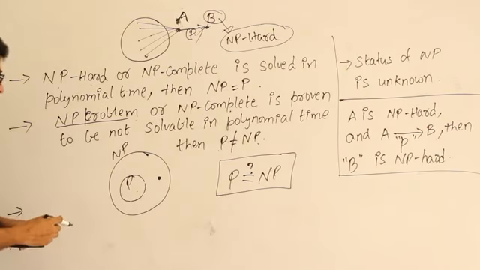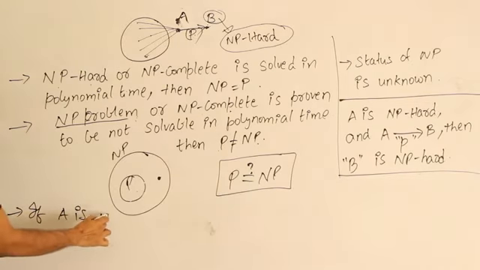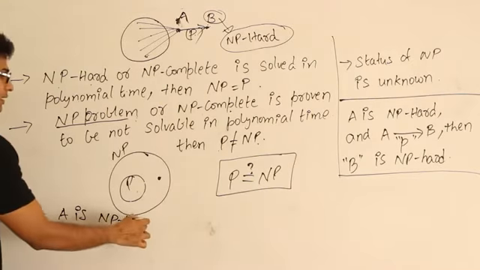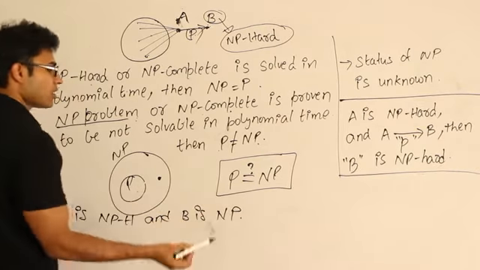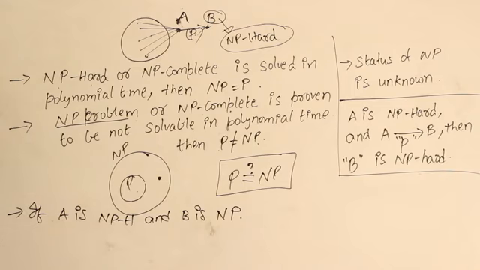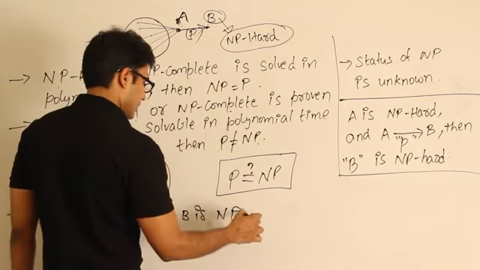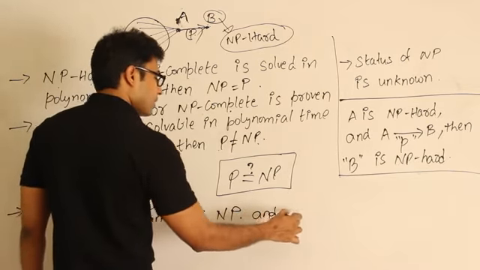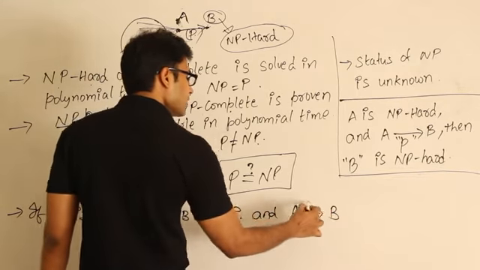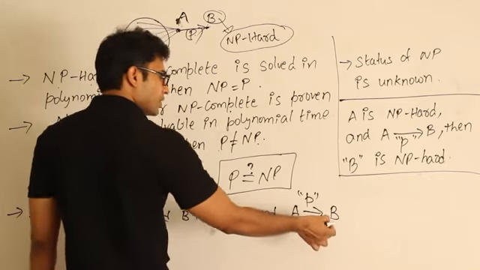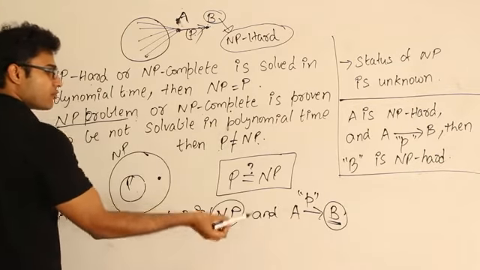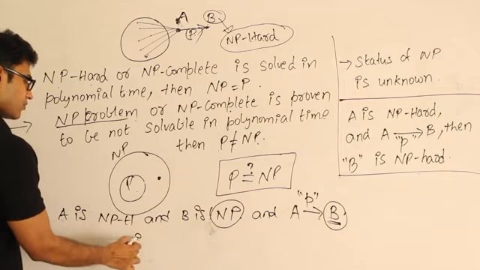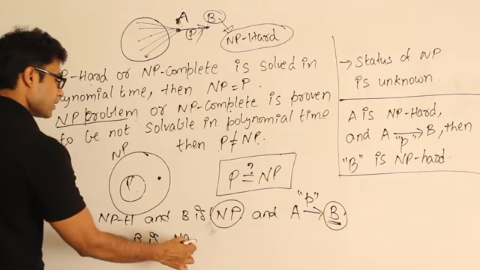Okay, now if A is NP hard and B is NP, which means there is already a polynomial time verification algorithm for B, and A could be converted to B in polynomial time, then what can you say about B? Definitely B is NP hard, and it is already given that B is NP. Therefore B is both NP and NP hard. Therefore what can you say? Then B is NP complete.